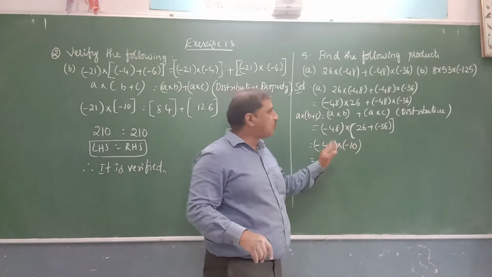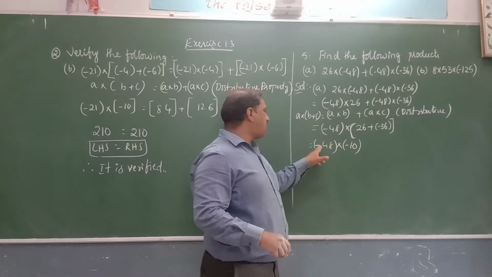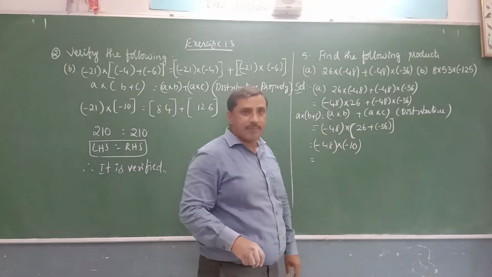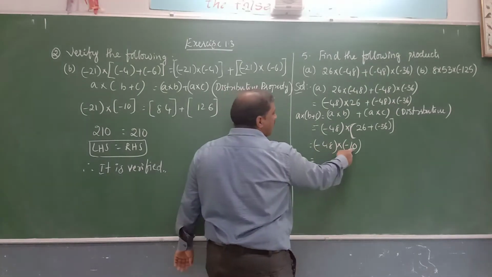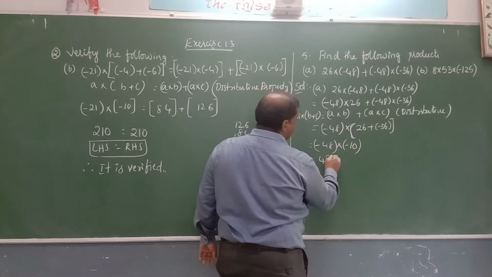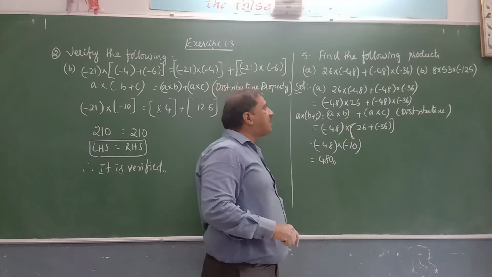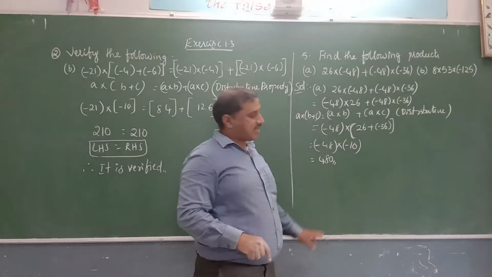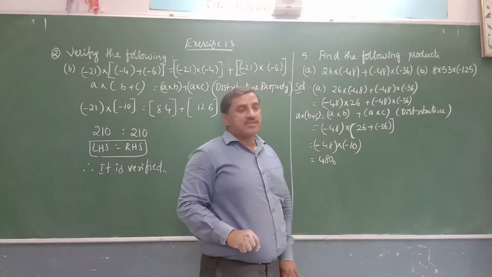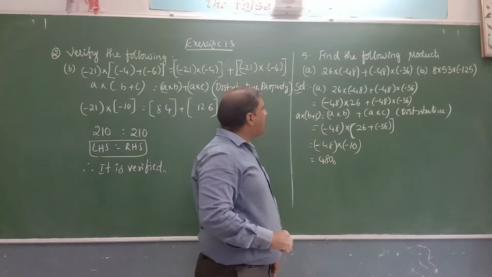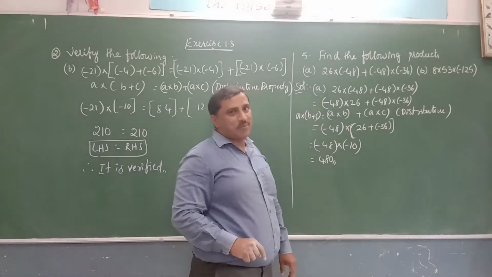So multiplication of two negative integers. Minus into minus is plus. Therefore 48 into 10 is 480. So the product of 26 into minus 48 plus minus 48 into minus 36 is 480. So like this, using properties we can find the products.